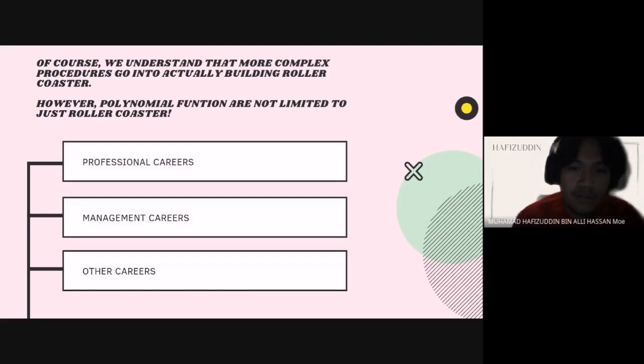Other career paths could lead you to become a purchasing manager, buyer or purchasing agent, business and financial operations occupation, along with budget analysts and insurance underwriters, all of whom use polynomials. Thank you.